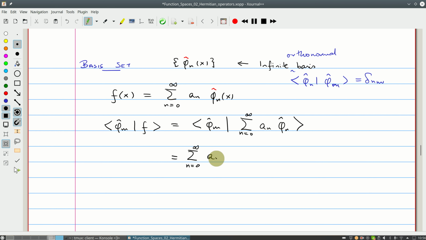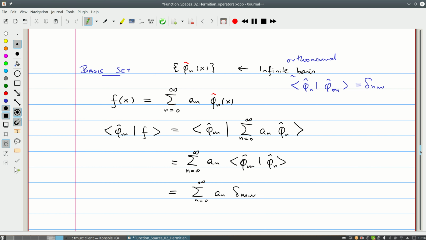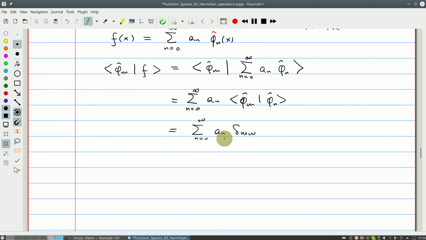And then we have an a_n. The a_n stays a_n because it's on the ket side. So the inner product of phi_m with phi_n is simply the Kronecker delta. So this then gives us the Kronecker delta collapsing the sum, and the only non-zero value will be the one for which n is equal to m. So this is simply a_m.